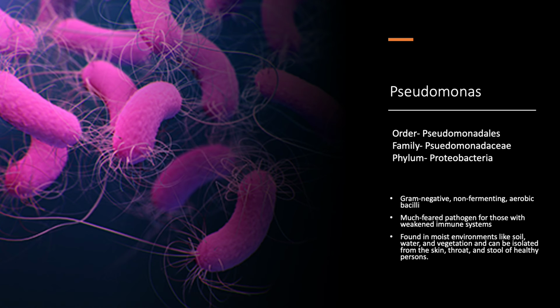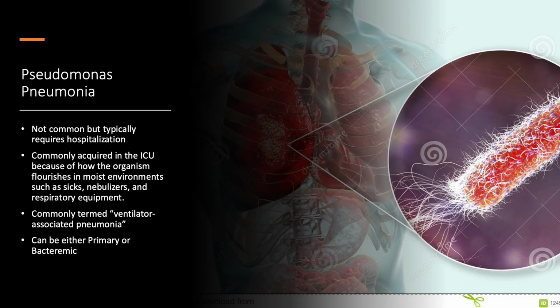The germ can be spread directly or indirectly. Directly meaning through things like kissing, and indirectly through touching a contaminated item. It can affect the blood, ears, eyes, but our concern today is with the lungs because that's where the Pseudomonas pneumonia is going to happen. It's not very common, but it will require hospitalization.